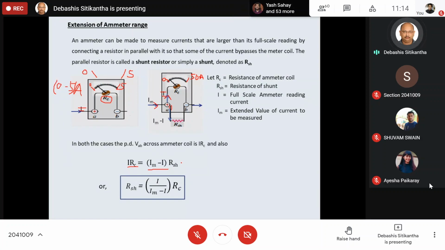Now, since we are interested to find the value of the shunt that we require to increase the range of the ammeter, by some mathematical manipulation we derive that R_sh is equal to R_c multiplied with I divided by I_m minus I. So this is the expression for the shunt resistance that we need to connect across a normal ammeter if I want to extend the range to I_m from the value of I. This is a very simple thing. Simple logic is behind it.